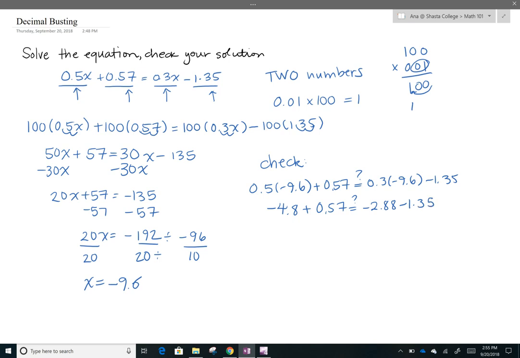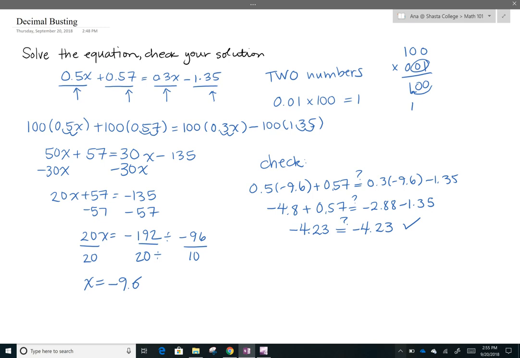0.57 and negative 4.8, these are opposite signs, so I'm going to actually subtract and do 4.8 minus 0.57, and I get negative 4.23. 2.88 and 1.35 have the same sign, so I add them and keep the sign, and I get negative 4.23, or negative 4 and 23 hundredths.